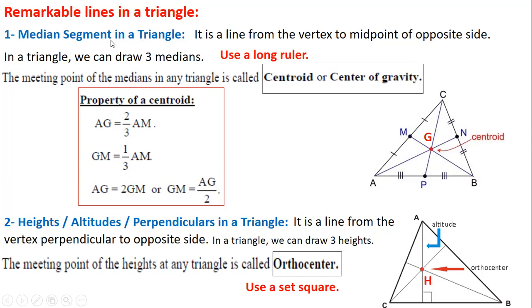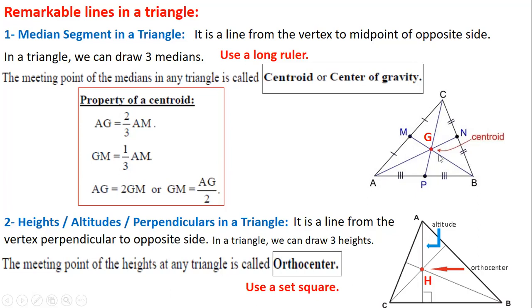The median segment in a triangle is a line from the vertex. We draw it to the opposite side, to the midpoint of the opposite side. So if I wanted to draw the median issued from A, it will be issued to the opposite side BC. So first I find the midpoint of BC, which is the point in the middle. I divide the measure of BC by 2. Then N is the midpoint of BC. I bring the long ruler. I simply join A with N.